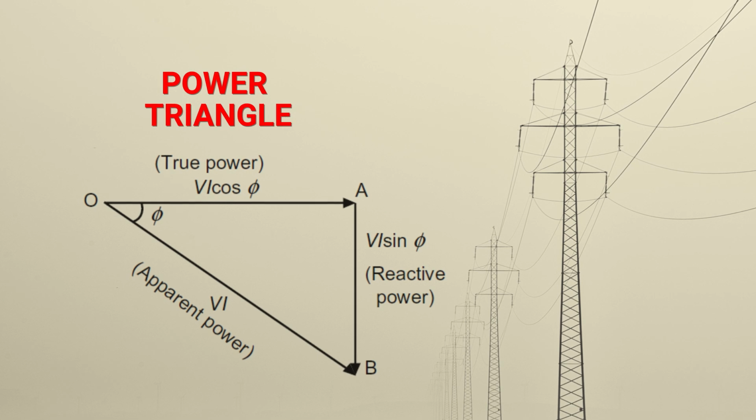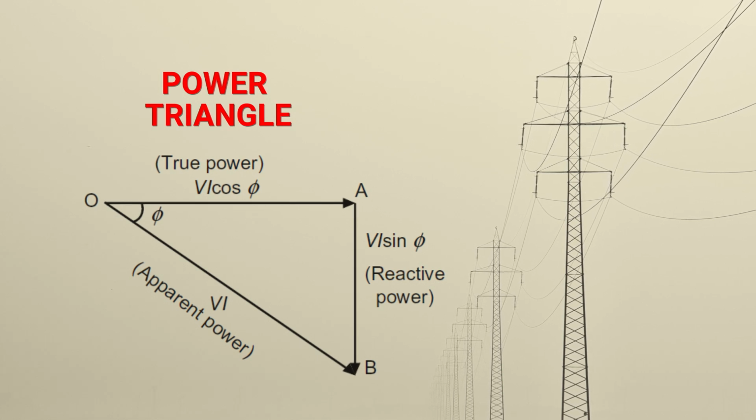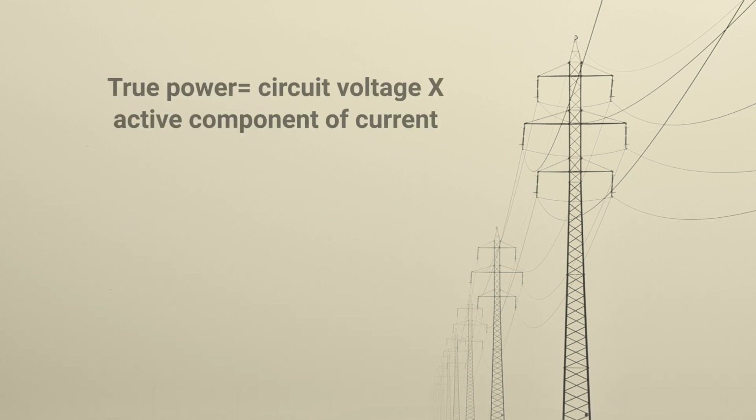Now we have to understand the power triangle. Here you can see in the figure that a power triangle has been shown, where OA is representing the true power, P equal to VI cos phi. The vertical component AB is representing reactive power, VI sin phi, denoted by capital Q. And the diagonal part, OB, is denoted as the apparent power, denoted by capital S, that is equal to VI.